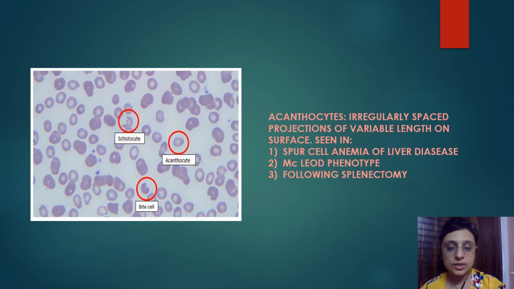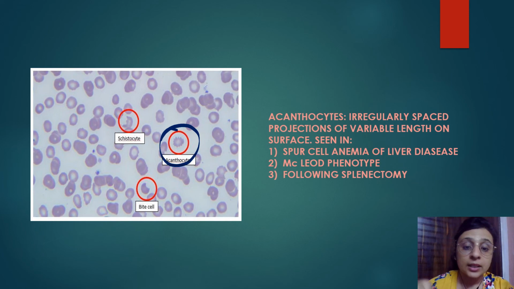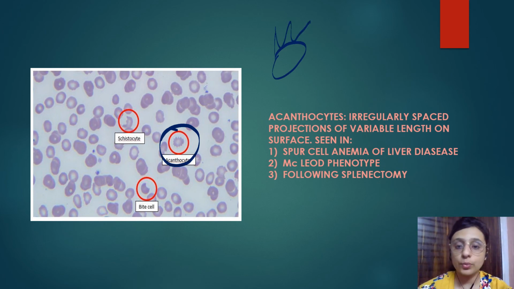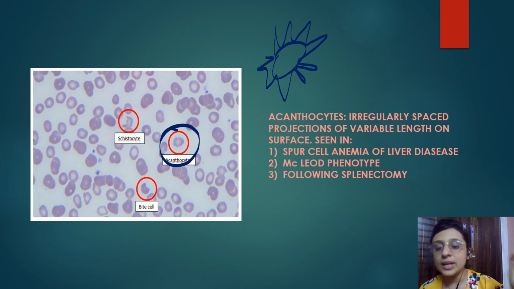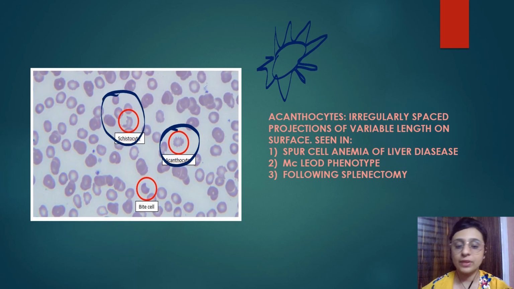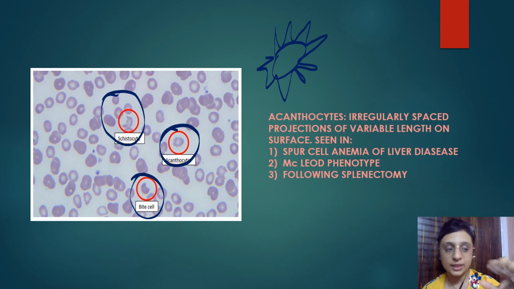Right. Acanthocytes, right? Can you see these projections? These are irregular projections of variable length, long projections placed at irregular intervals on the surface seen in spur cell anemia of liver disease, McLeod phenotype and following splenectomy. Schistocytes, these are helmet shaped fragmented cells, and bite cells, these are clear bite cells, right? Something is bitten off the cell seen in G6PD deficiency.